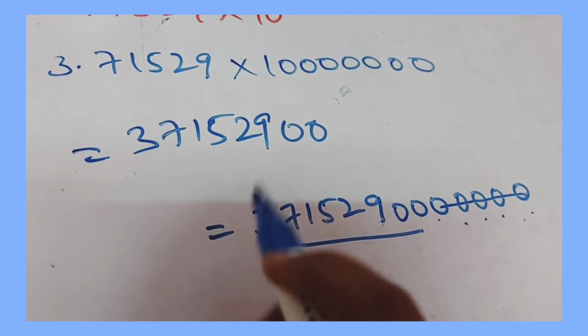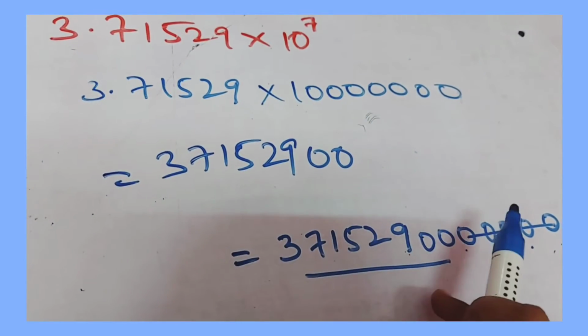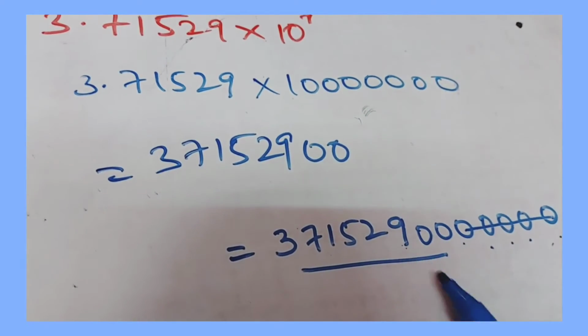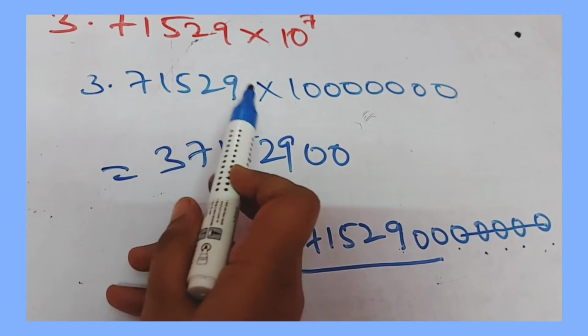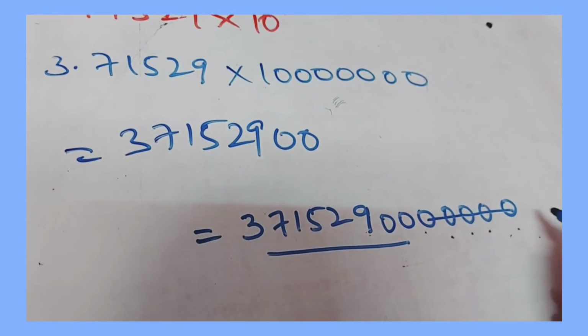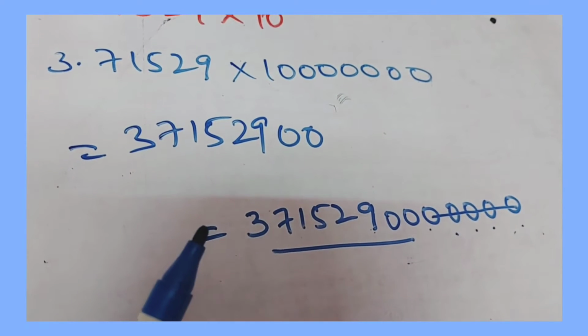So what you have to do, first you take this number, you remove the point, and you write all the zeros here. Then after the point, how many numbers are there? 1, 2, 3, 4, 5 numbers are there. You cancel these 5 zeros. 1, 2, 3, 4, 5. Whatever answer you get, you have to write that answer.